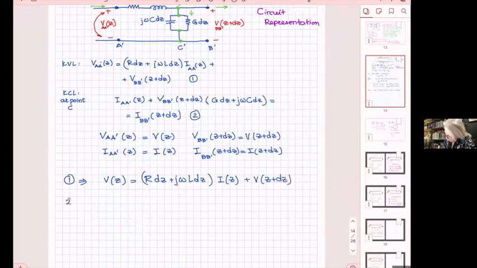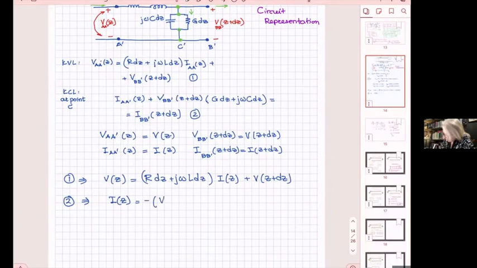And then from 2, I have I of z equals minus V of z, let me see, minus G dz plus j omega C dz, V of z, plus I of z plus dz. Okay, so this is 3 and this is 4.